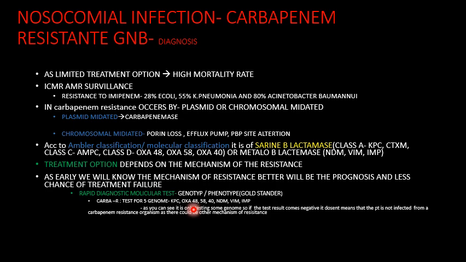The Carba test is one of the rapid diagnostic molecular tests, which tests for five genes, basically KPC, OXA-48, NDM, VIM, and IMP. If we take the Carba test and it shows that these genes are not present, it doesn't mean that the patient does not have carbapenem resistant gram negative bacteria, because there is a chance that other mechanisms which this test is not testing, like other genes or the chromosomal mediated mechanisms of resistance, could be present.